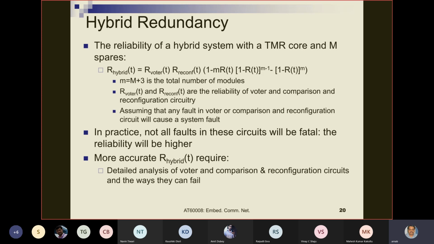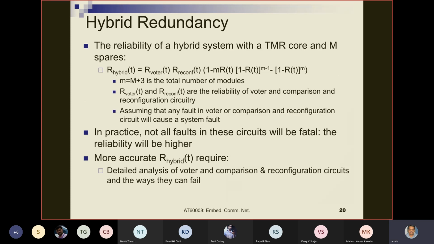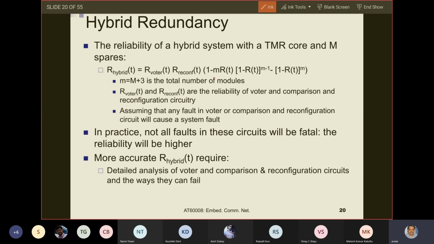Any idea? When all three components are working correctly, or two of the components are working correctly? So now we are saying that we have 3 plus m modules. If we have 3 plus m modules, m into RT into 1 minus RT. What is this saying? What is this telling me?